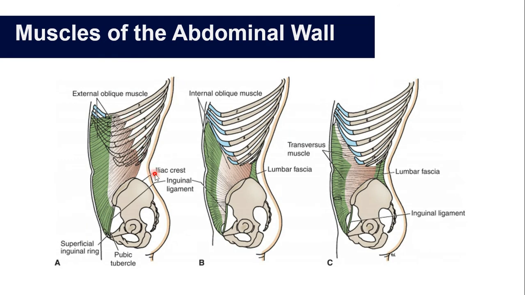On the other hand, we have here the posterior borders of the internal oblique and the transversus muscles. They are usually or mostly attached to the lumbar vertebrae by your lumbar fascia. As you can see here in the image, your lumbar fascia is found posteriorly and they connect the posterior parts of your internal oblique muscle and your transversus abdominis or transversus muscle. So let's talk about these muscles of the abdominal wall one by one.